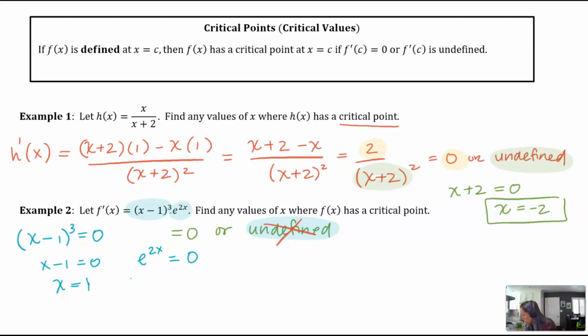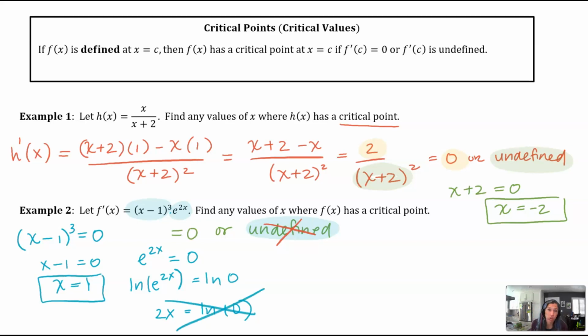The other way is to just not realize that about our exponential functions and try to solve this. So we'd probably take the natural log of both sides, and then we'd get 2x is equal to whatever the ln of 0 is, right? And go to type that into a calculator and realize that there is no such thing as ln of 0. This is undefined, so that does not work. So we have only one critical value for example 2, and that's x is equal to 1.